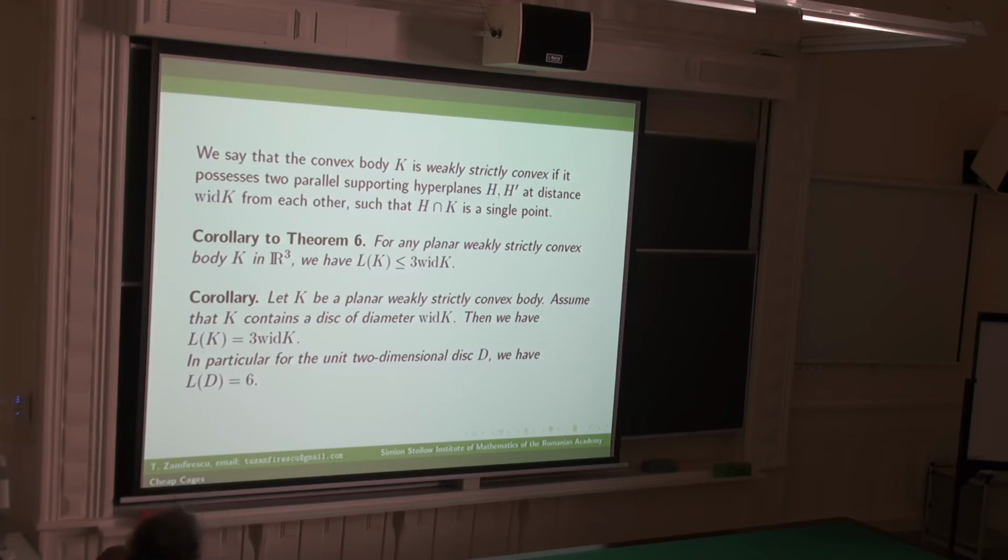Next. We say that a convex body is weakly strictly convex if it possesses 2 parallel supporting hyperplanes at distance width of K. So you take the width, take those 2, there must be 2 supporting hyperplanes at distance width of K. And then if one of them has just a point of contact with the body, it's enough for me to say it is weakly strictly convex. So it doesn't matter what happens in the other place. So it is a very weak requirement.